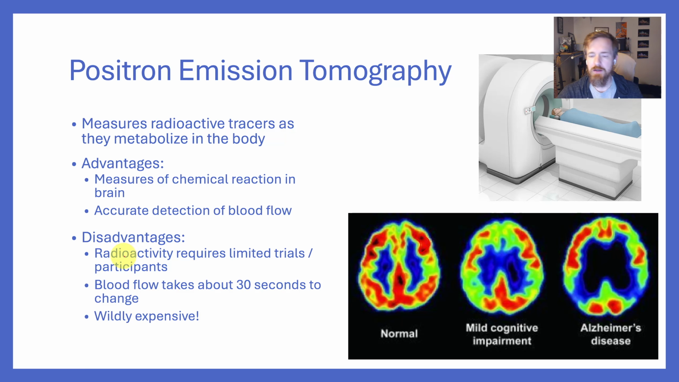And also, as I mentioned, these are slow acting changes, so that blood flow takes about 30 seconds to really make its change. And so it's not really all that good if you're trying to look at attention, for example, which is something that happens very quickly. It's also extremely expensive. I mentioned about $8,000 to run a single participant, because it costs a lot of money to create that radioactive isotope. So it has its purpose. It's a very specific purpose.